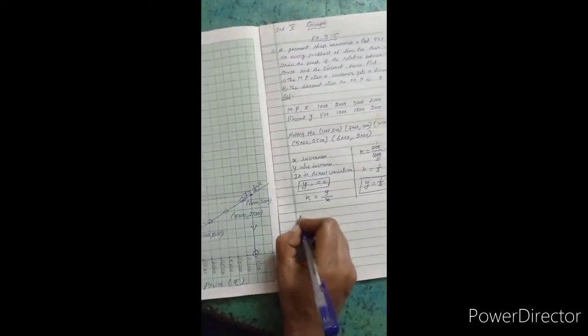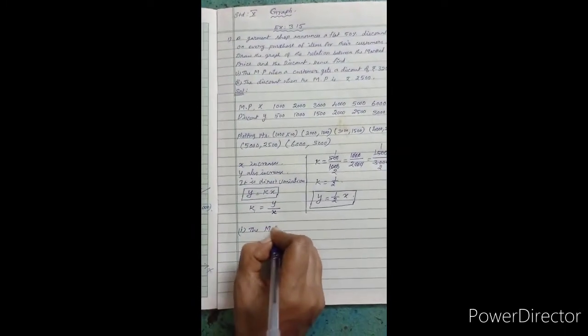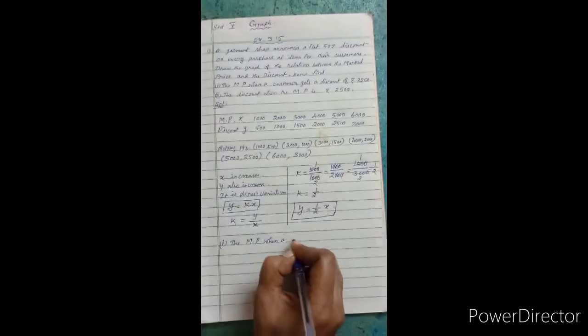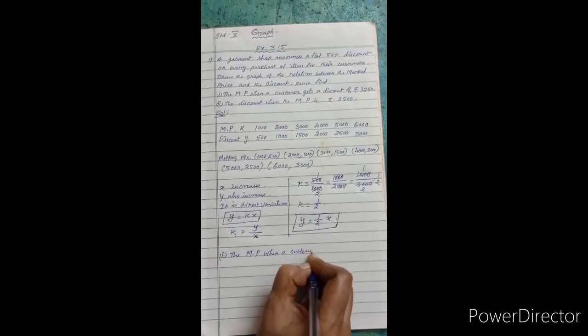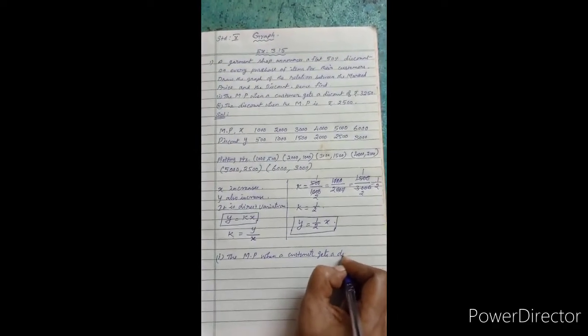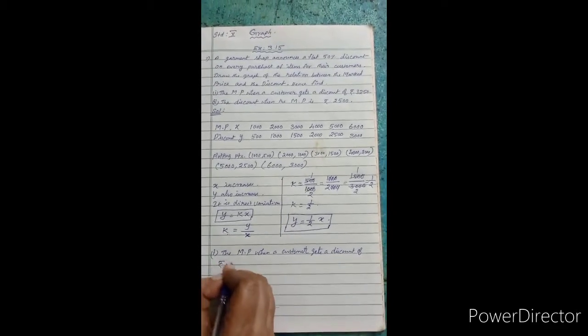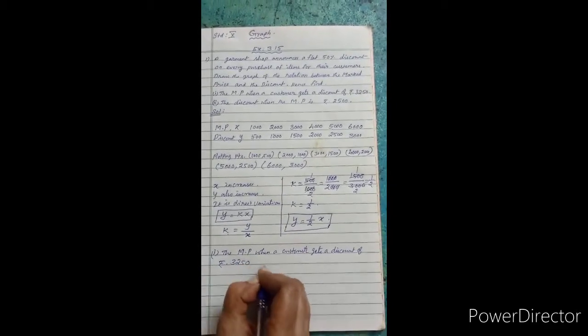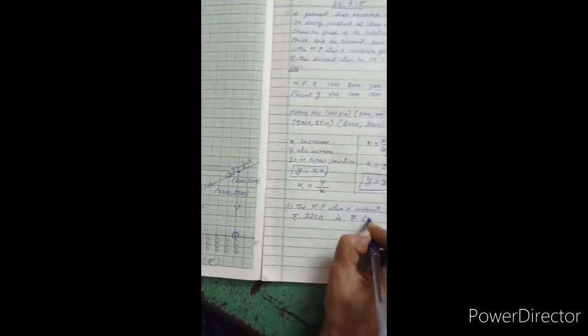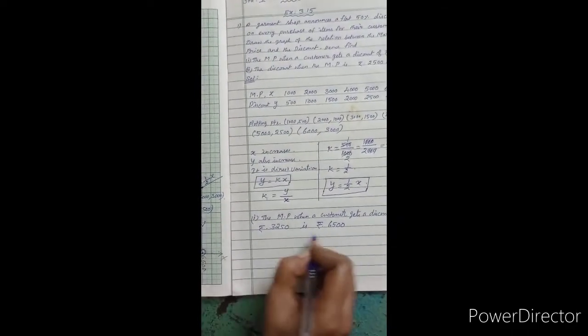So the first question is what? The MP, the marked price when a customer gets a discount of rupees 3250 is here what? 6500. This is the answer for the first question.